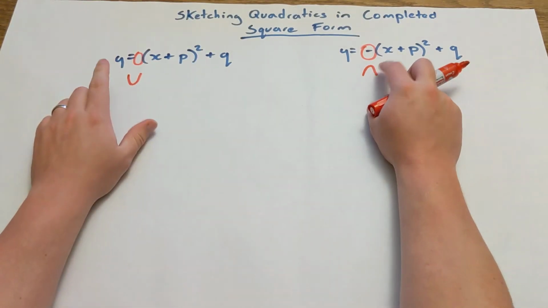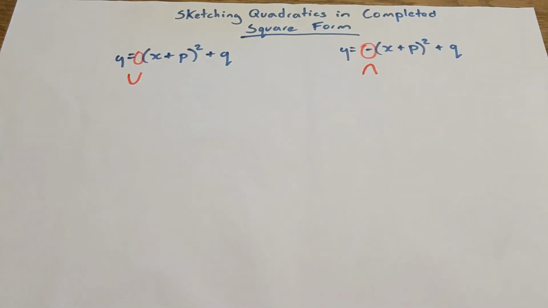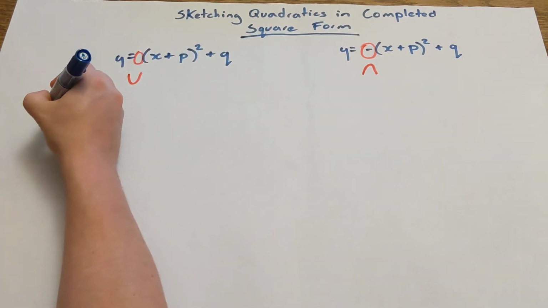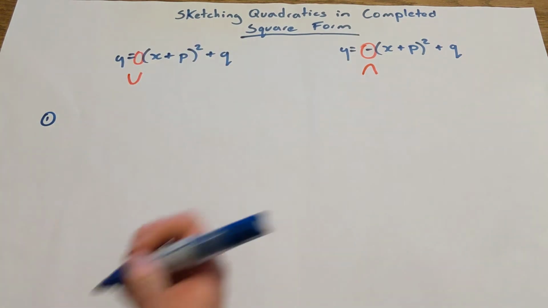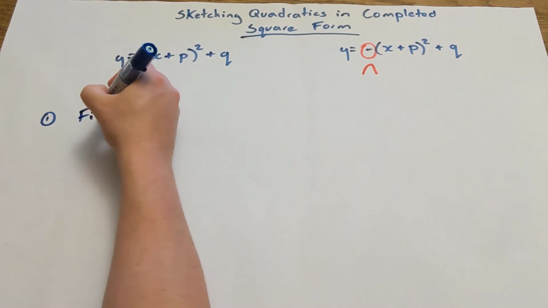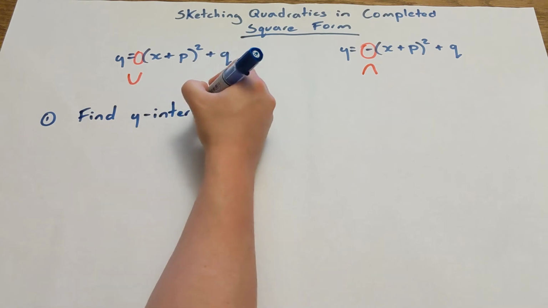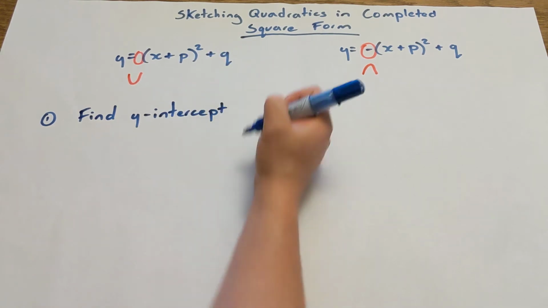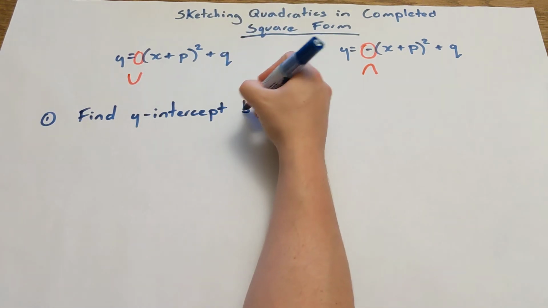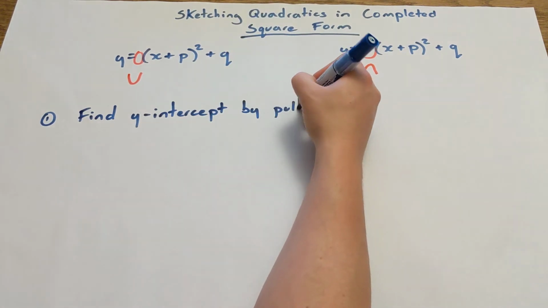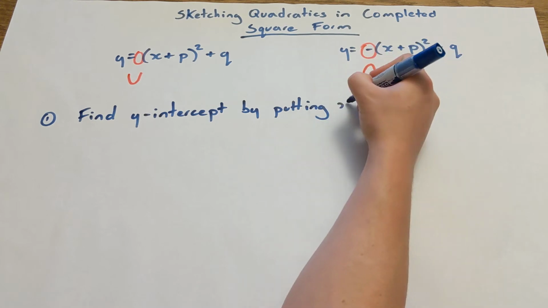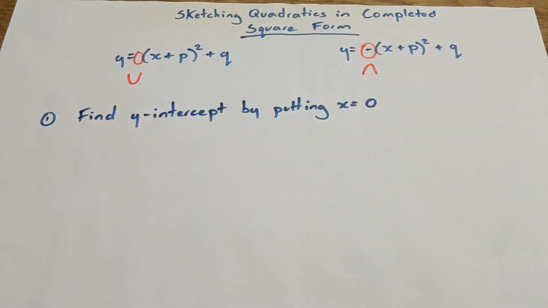We need to remember that, and then we follow some very similar steps to sketching in root form to sketch in completed square form, okay? So our first step is to find the y-intercept, and we do this exactly as we've done before. We find the y-intercept by putting x equals 0.